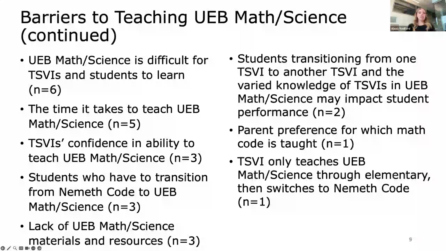2 TVIs mentioned that their students transitioning from one TVI to another and the varied knowledge of TVIs in UEB Math and Science may impact that student's performance. 1 TVI had a parent preference for which math Braille code was taught, and 1 TVI only teaches UEB Math and Science through elementary, then switches to the Nemeth Code.